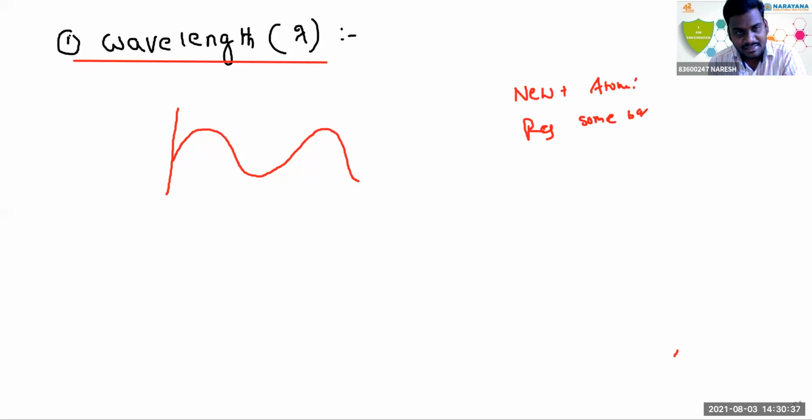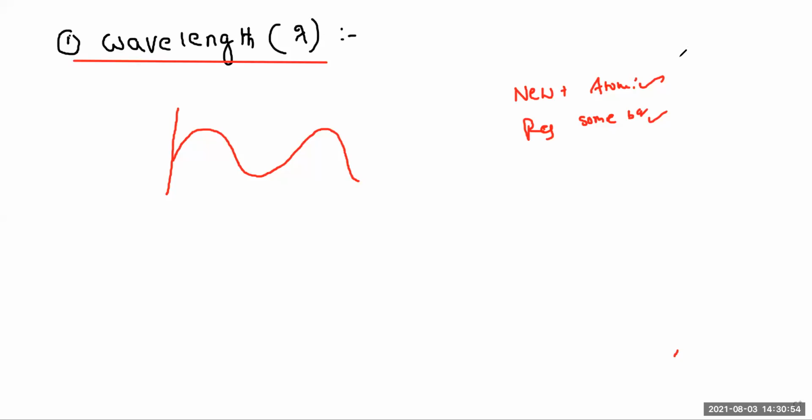So that is why this week and next week there will be a bit of confusion. Both batches, new and regular, have to prepare atomic structure as well as some basic concepts of chemistry. Sir, full chapters? Not full chapters actually, half. Atomic structure is half, some basic concepts of chemistry is half. Whatever I explain here will be the same concepts only, not new concepts. So what is wavelength?